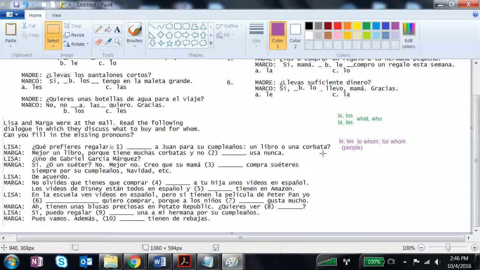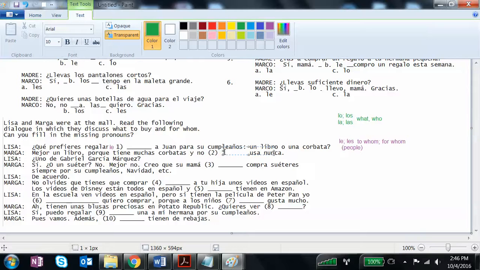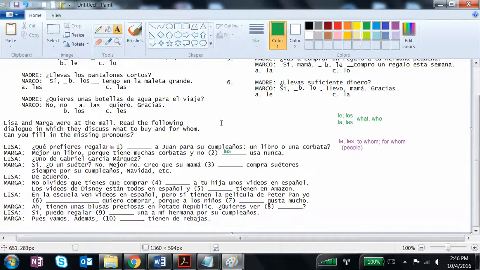Un libro o una corbata. Mejor un libro porque tiene muchas corbatas y no usa nunca. What does he not use? He doesn't use ties. That's a direct object. There is no indirect. It's not like he's giving ties to his father. So we want it to agree with corbatas, that's feminine, and so we would put las here. No las usa nunca. Sí, o un suéter, no, mejor no.